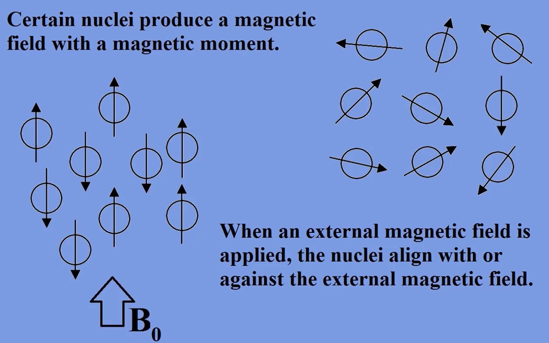So if you apply an external magnetic field to that sample, basically put your organic sample inside a magnetic field from a magnet, you'll find that some of these nuclei have a magnetic moment which is aligned with the external magnetic field, which we represent with B0 here, from the bottom of the page towards the top. And some of the nuclei have a magnetic moment which is aligned against the external magnetic field, pointing straight down the page.